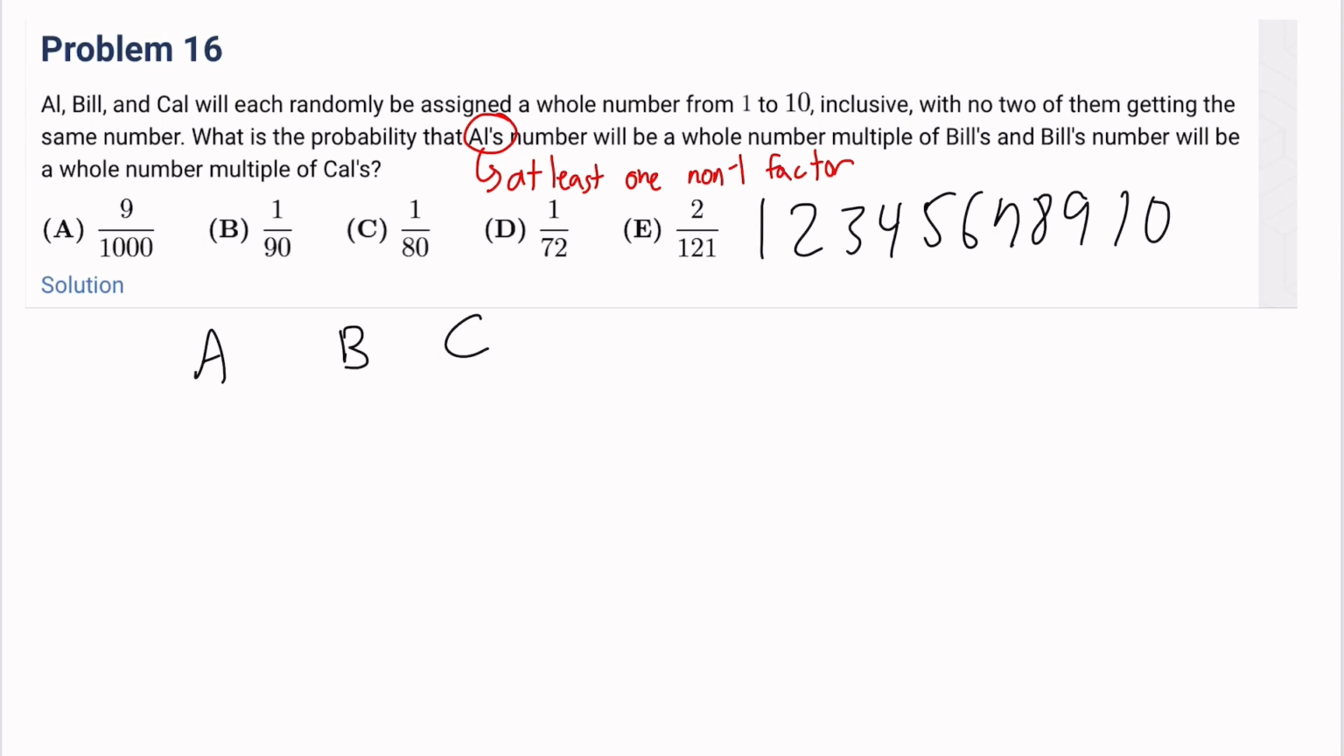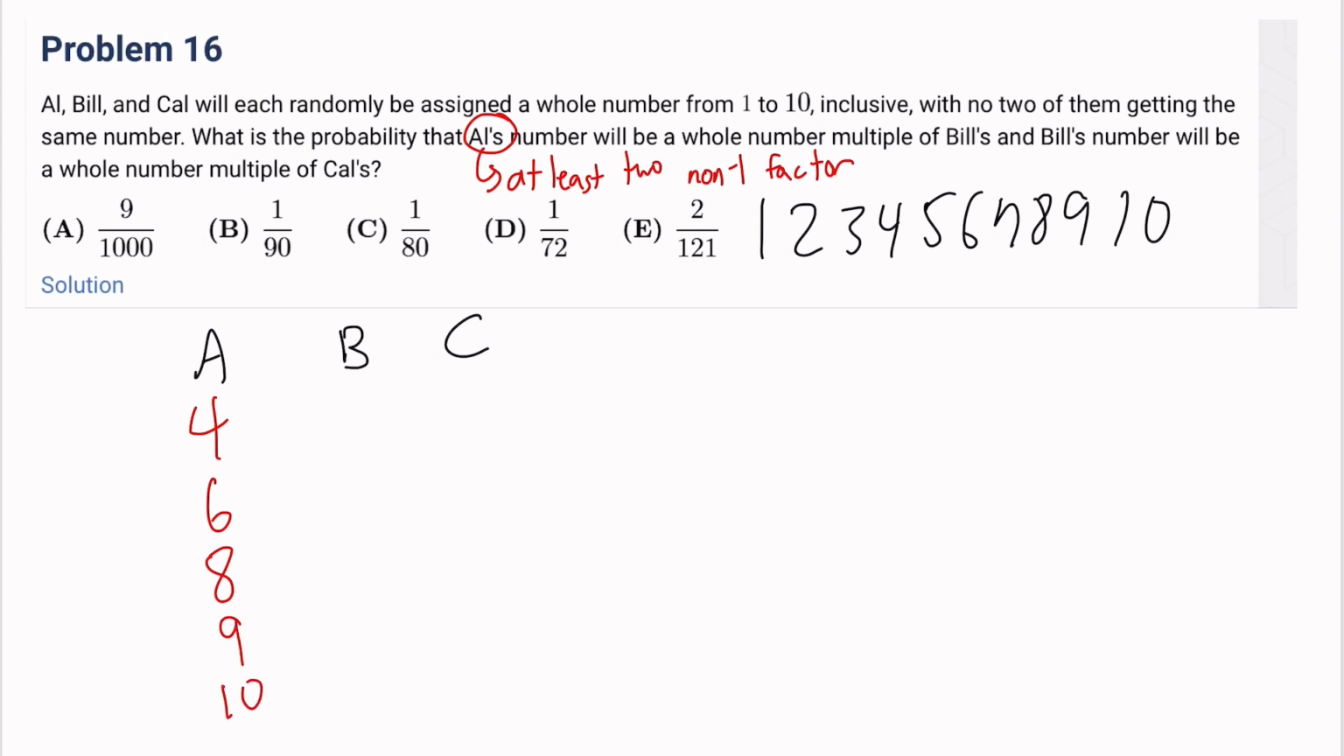Yeah, actually at least two non-one factors, right? At least two non-one factors. And so that gives us the possible values for Al's number, which is 1 can't be it, 2 can't be it, 3 can't be it, 4 is possible, 5 no, 6 is possible, 7 no, 8 is possible, 9 is possible, and 10 is possible, right?